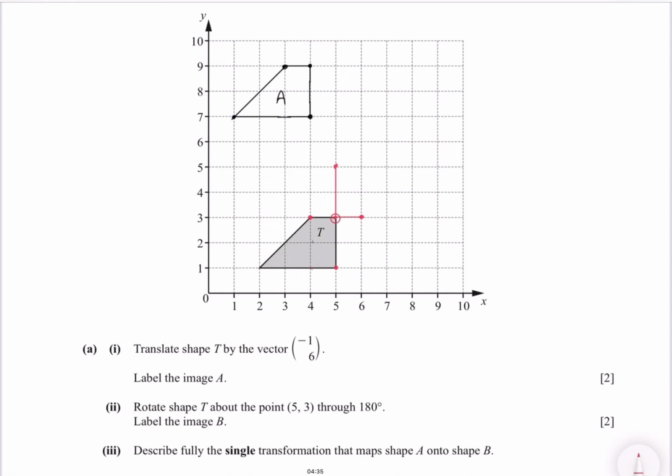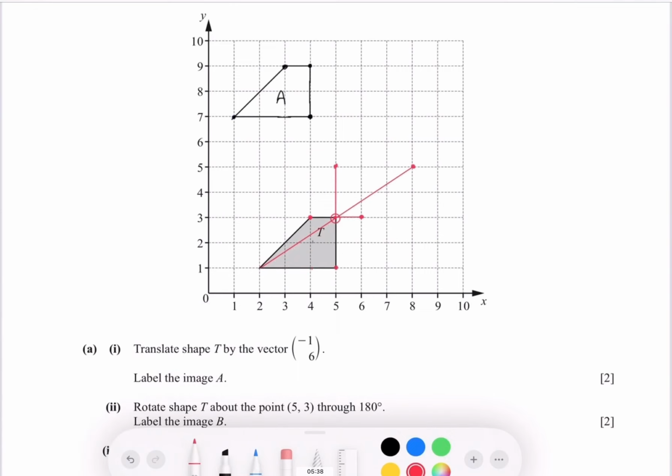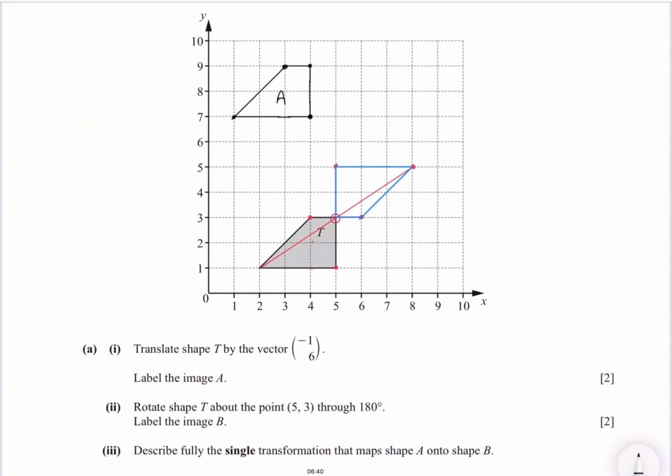Now the third point, join it with a ruler and extend it, and measure the distance of the vertex to the center of rotation and mark it after the center of rotation on that straight line. So these are the 4 points you got. So join them, and this is rotated 180 degrees about 5, 3. So label it B.